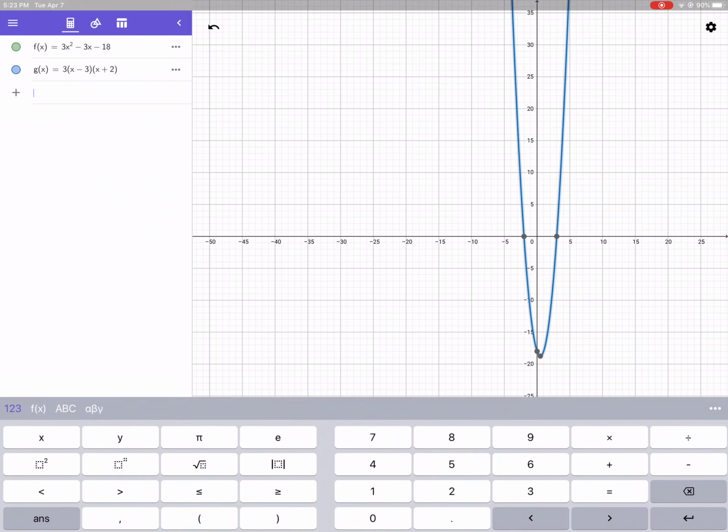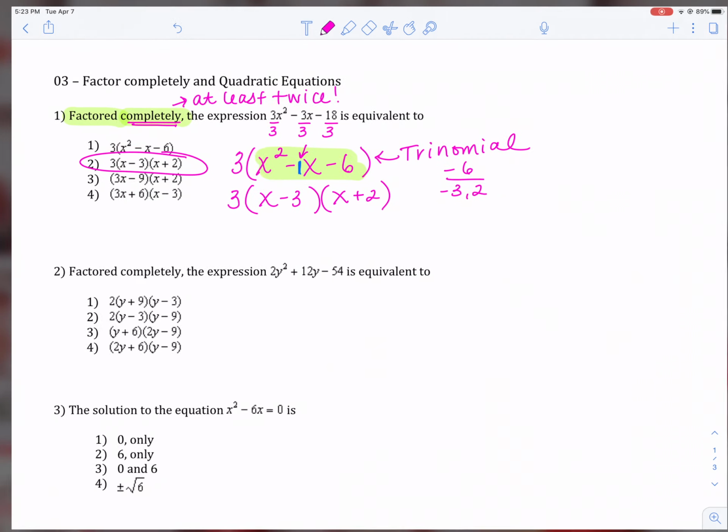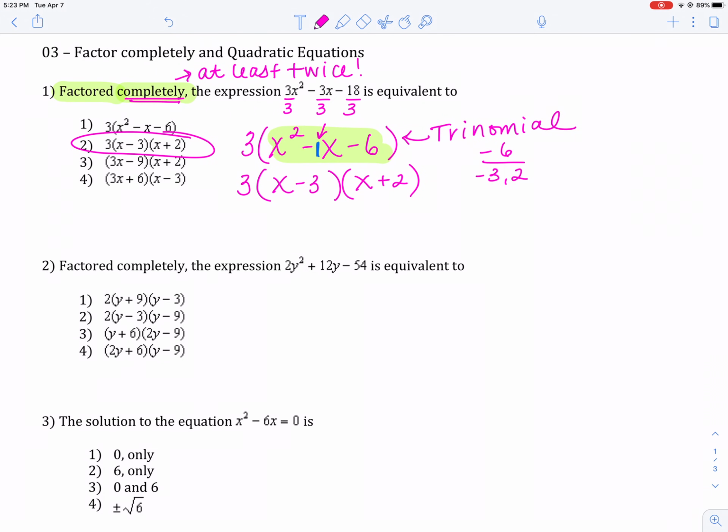Now, I'm just curious if you guys also typed in that original number 1 choice, 3x squared minus x minus 6. Be careful. That is also going to be equivalent. The hard thing to understand is that choice 1, even though it is equivalent, isn't factored completely. So make sure number 1 is equivalent, but it's not factored completely. Your answer would have to be choice 2. Okay? Okay, let's try another one.